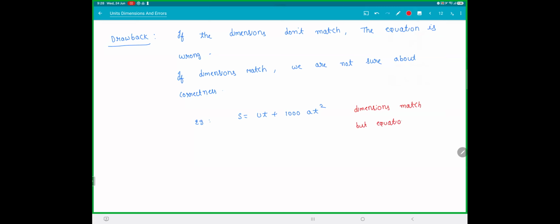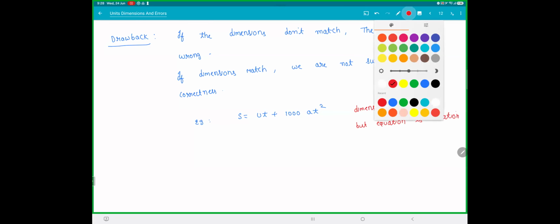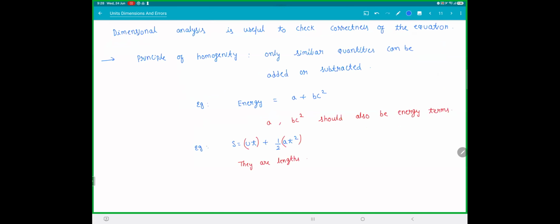That's the problem there. So dimensionally, you can be right, but the equation can be wrong. If you're dimensionally wrong, then you're wrong. If you're dimensionally correct, you may be right. Clear with this? This is your third model, principle of homogeneity in the dimensional analysis.